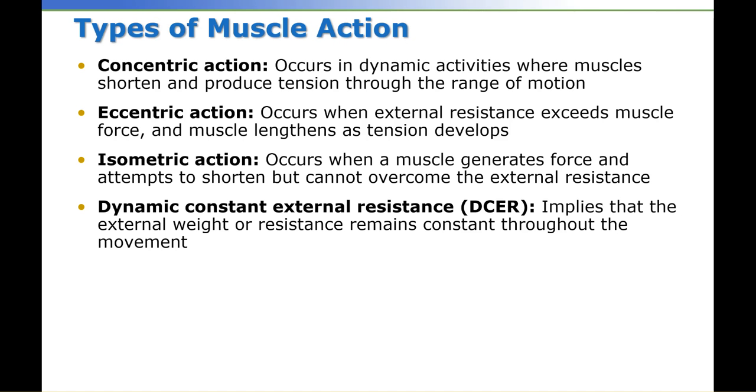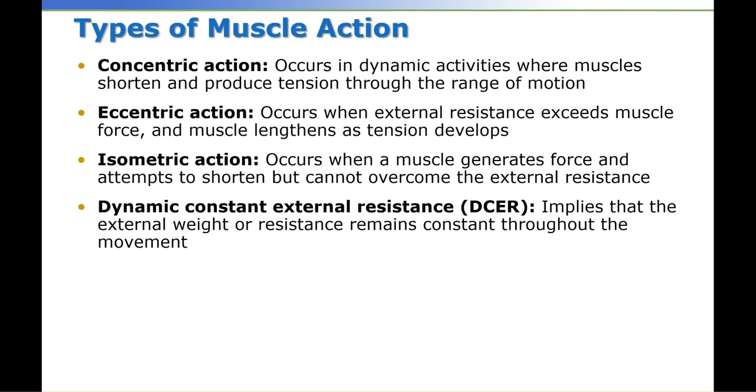Types of muscle action: you have concentric, eccentric, isometric, and dynamic constant external resistance. So concentric basically is the muscles shortening to produce tension through a range of motion. Eccentric is when the external resistance exceeds muscle force, and this is also called lengthening or even plyometrics. Isometric is when a muscle generates force and attempts to shorten but can't overcome external resistance. So this is like pushing against the wall. You're not really making it move anywhere, but there's still pressure. There's no displacement, but there's still force.